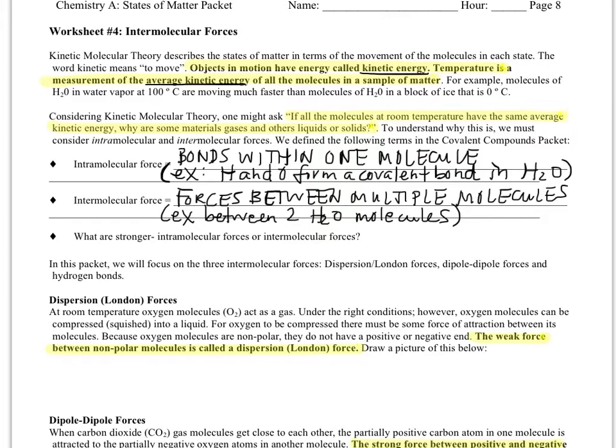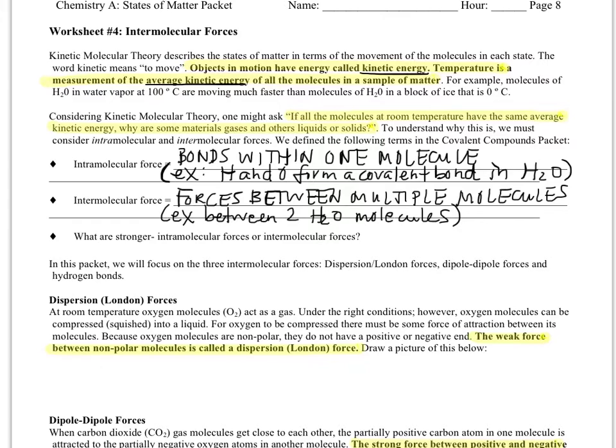So if I have molecules of H2O that are forming steam that's at 100 degrees Celsius, and I have molecules of H2O that are in a block of ice that's at 0 degrees Celsius, what the 100 degrees and the 0 degrees is actually telling me is how quickly the molecules are moving. So they're moving a lot faster in the steam than they are in the block of ice.